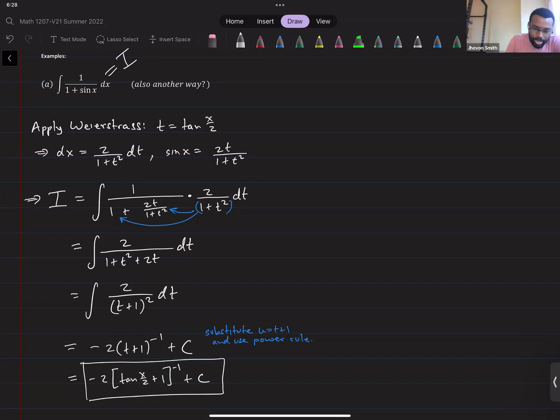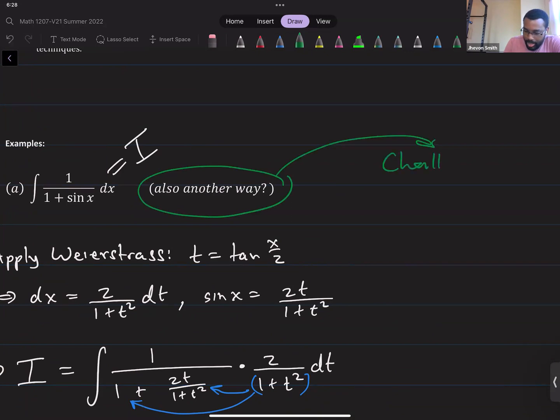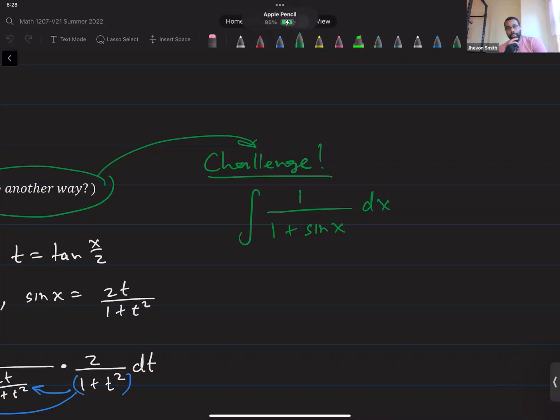I have a question for you guys though, because I see here in parentheses, also another way. So think of this as my challenge to you guys. Could you have done this another way? Let's pretend like I didn't tell you about the Weierstrass substitution, but you saw this on an exam. What would you have done? How would you have gotten your way out of this? Give me some ideas.